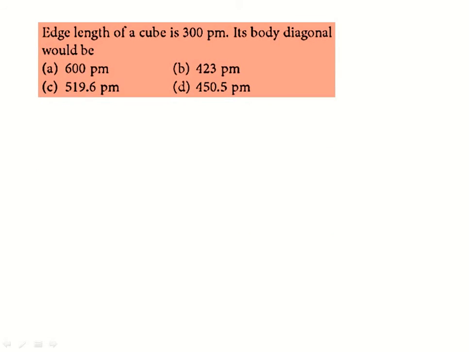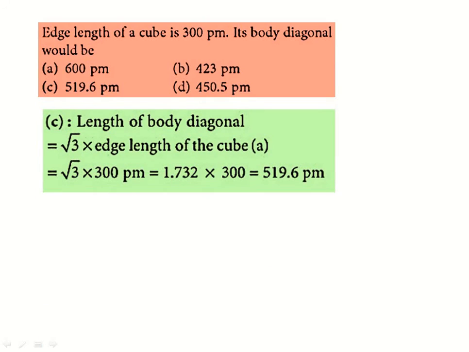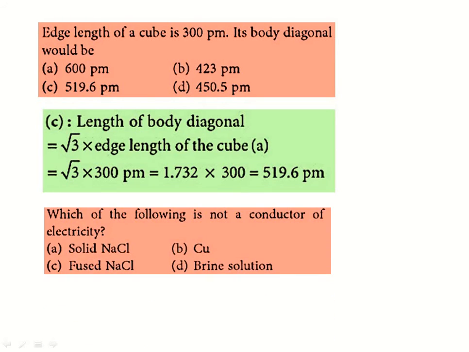Next, the edge length of a cube is 300 picometers. Its body diagonal will be, for this edge length given, if we substitute in body diagonal root 3a, then we'll get 519.6. So C option is the right option. Next question, which of the following is not a conductor of electricity? Solid state sodium chloride is the answer for it.